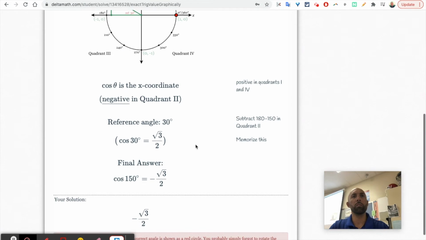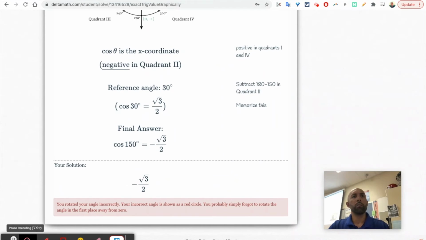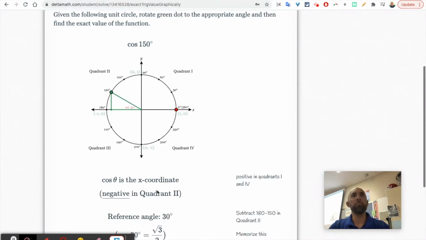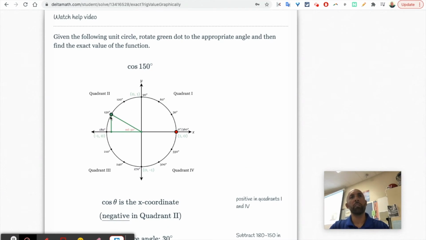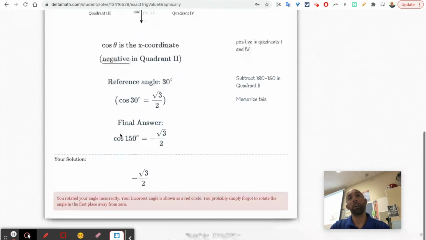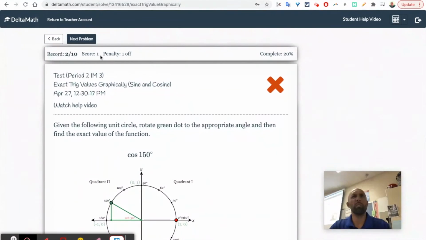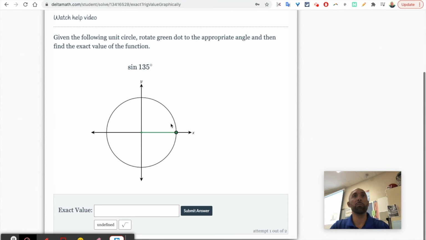What did I do wrong here? So it wasn't my value, it was my angle. I think what I did is I put it here at 120 or somewhere in the middle. So I didn't put it in the right spot. That's good, because you might have been wondering what you did wrong. Okay, as you guys do it too, right?